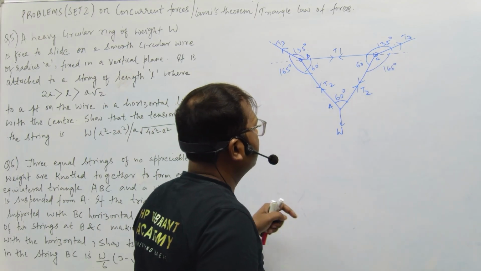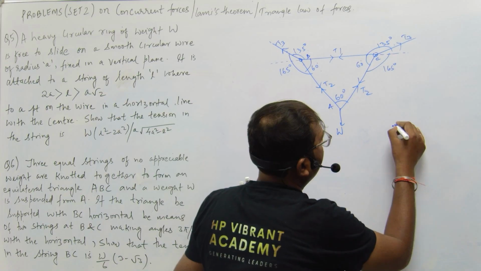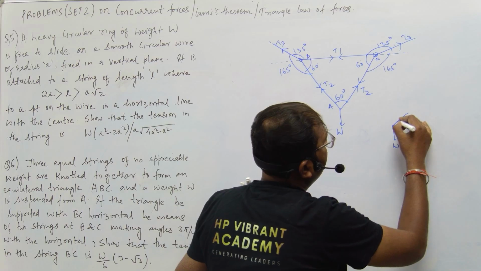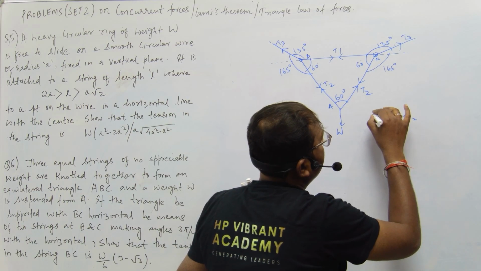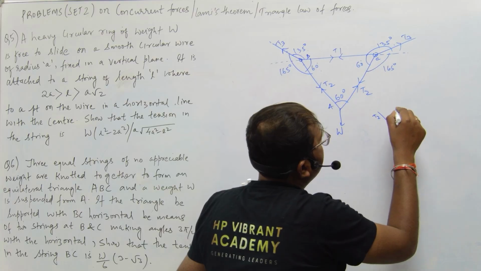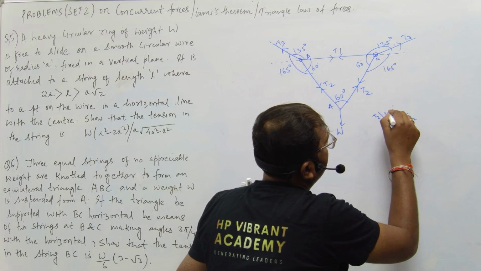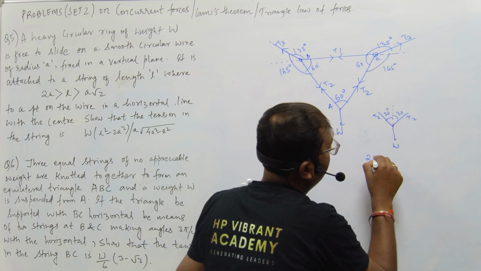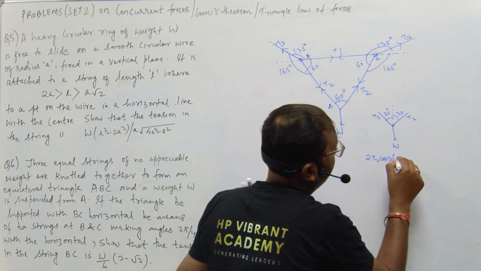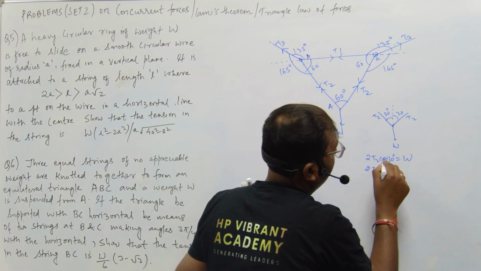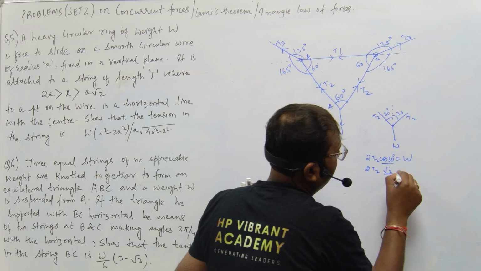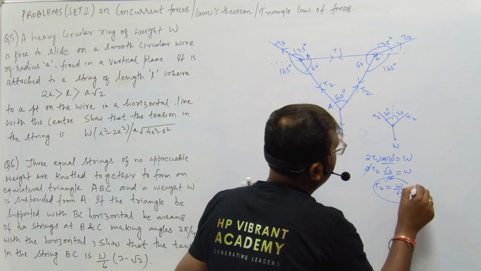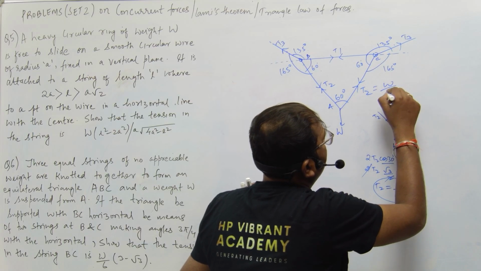Now let us consider this point A. At point A we have the weight capital W, and we have the tension T2 and this is T2. This whole angle is 60 degrees, so half of the angle is 30 degree. Let us resolve this vertically. So 2T2 cos 30 is equal to capital W. So 2T2 into cos 30, which is root 3 by 2, is equal to capital W. So we have T2 is equal to W upon root 3. So the value of T2 is W upon root 3.